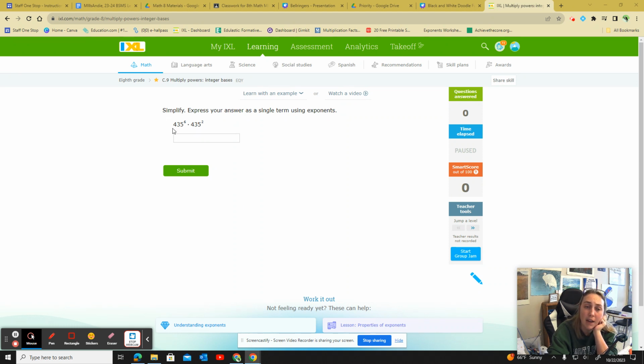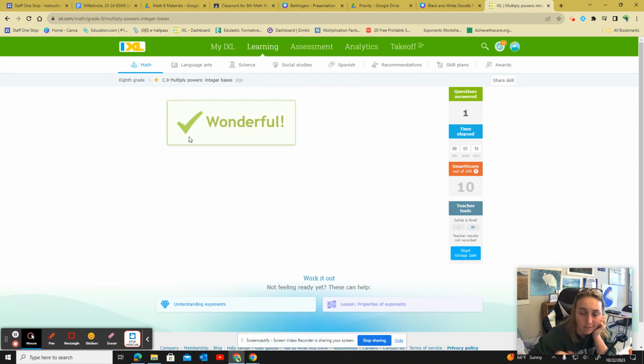So for example, we have 435 to the 6th power multiplied by 435 to the 2nd power. What this is saying is we have 6 435s and 2 435s. And all we're going to do is keep the base and add the exponents. So this would be simplified as 435. You're going to click this button right here and add the exponents. 6 plus 2 is going to be 8. Then you hit enter.